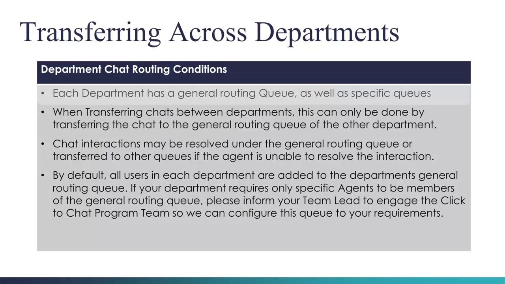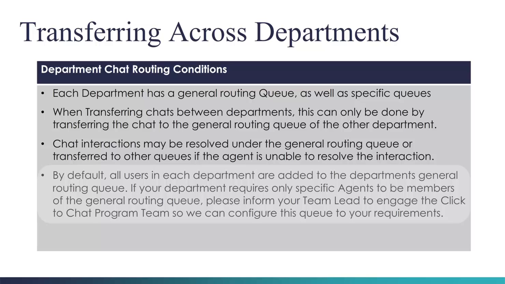Each department has a general routing queue as well as specific queues. Transferring chats between departments can only be done by transferring the chat to the general routing queue of the other department. Chat interactions may be resolved under the general routing queue or transferred to other queues if the agent is unable to resolve the interaction. By default, all users in each department are added to the department's general routing queue.